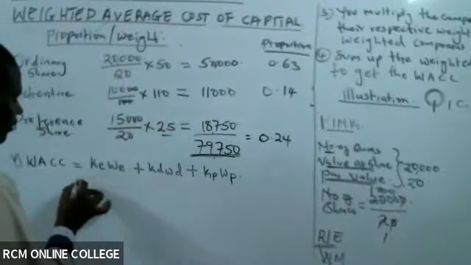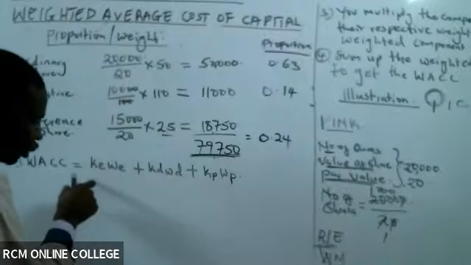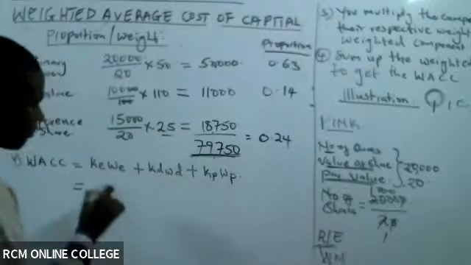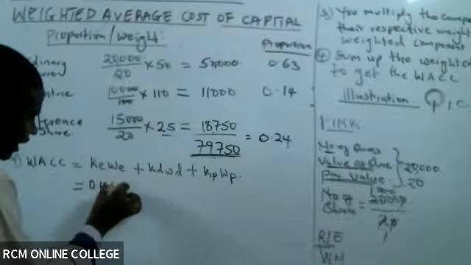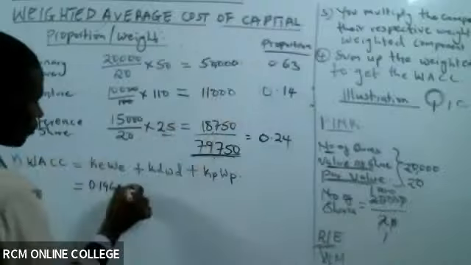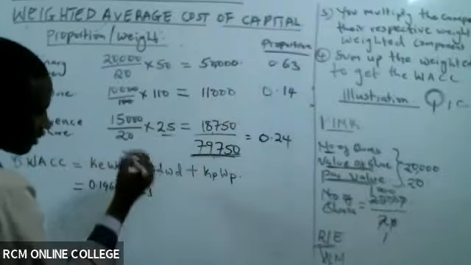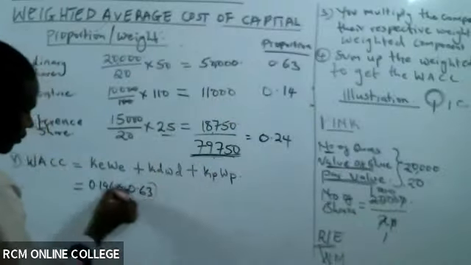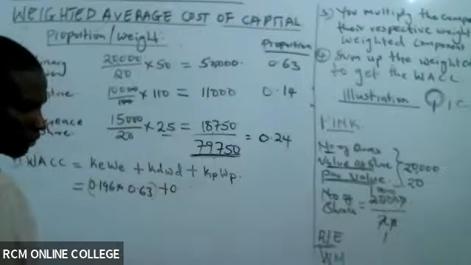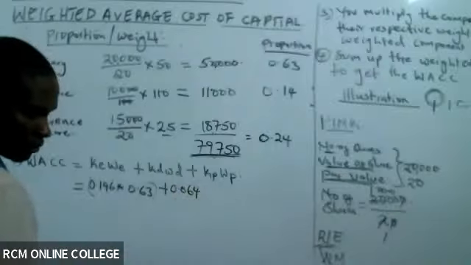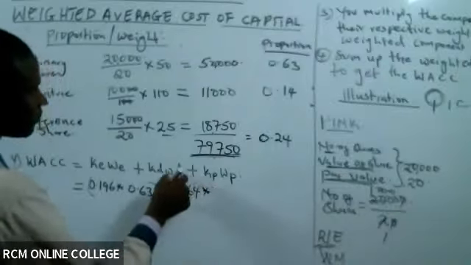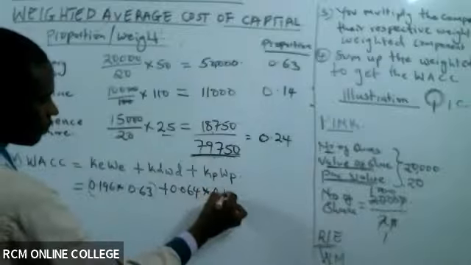Sasa unanipea KE. Patie KE. Cost of equity tulipata. Ilikuwa ngapi? Nipatia za percent. Ilikuwa 0.196 times weight of equity 0.63. Of course, at the end to convert that one. Then plus cost of debt ilikuwa ngapi? 0.064, right? Weight of debt 0.14.